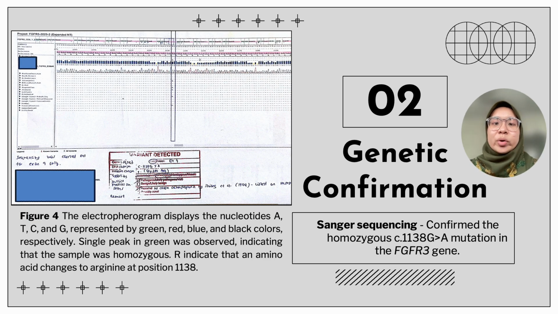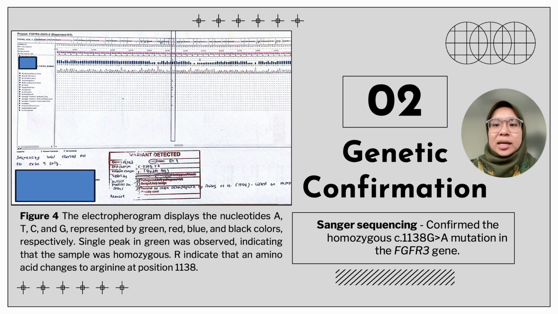From figure 4, the electropherogram displays the nucleotides A, T, C, and G represented by green, red, blue, and black colors. A single peak in green was observed, indicating that the sample was homozygous. R indicates that an amino acid changes to arginine at position 1138. To confirm this mutation, the Sanger sequencing method was carried out for exon 9 only.